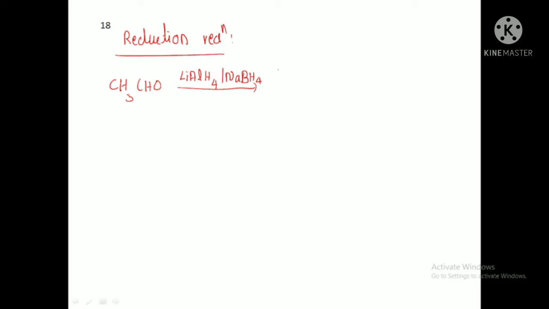Aldehydes will reduce to the corresponding alcohol, CH3CH2OH. I took ethanal and I got ethanol. While learning preparation of aldehydes, we converted ethanol to ethanal by an oxidation reaction. Oxidation of ethanol will give ethanal; reduction of ethanal, that is the aldehyde, will give alcohol. This is a reverse reaction.